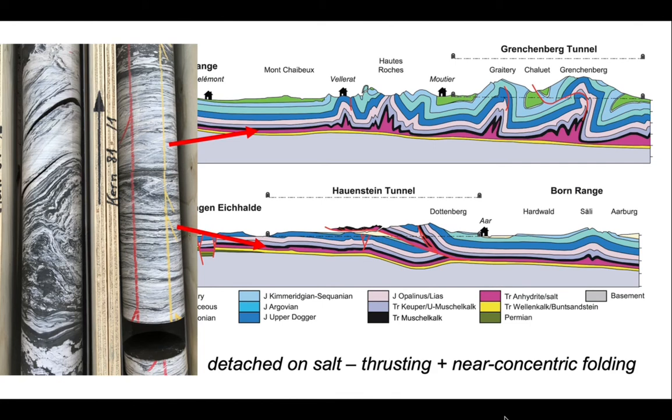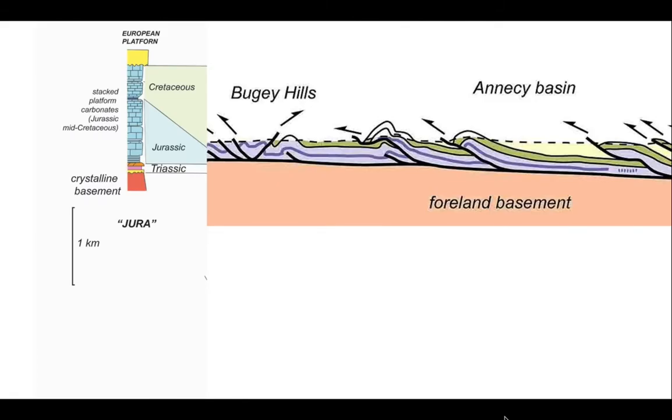So the structural style here comprises thrusting and nearly concentric folding. As we've seen, that deformation involves the strata that overlie this Triassic evaporite horizon. And in the case of the structures we've looked at so far, these sedimentary cover rocks are almost exclusively limestones, a stacked pile of platform carbonates, and they make for very simple large-scale structures.